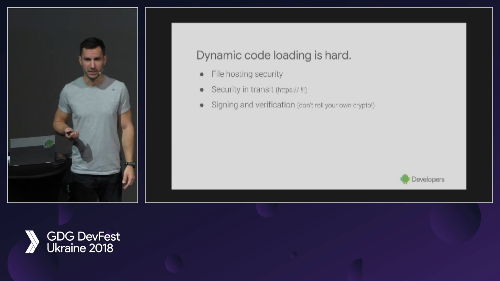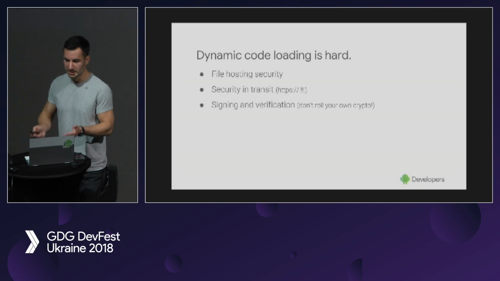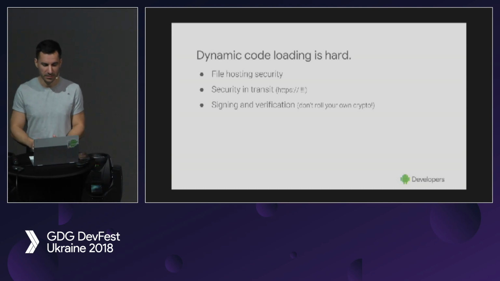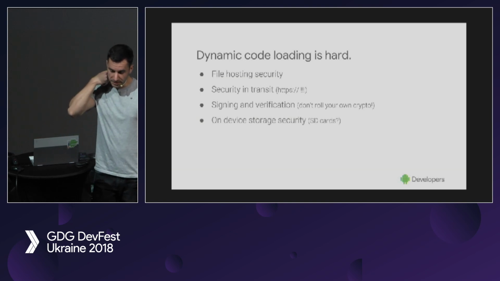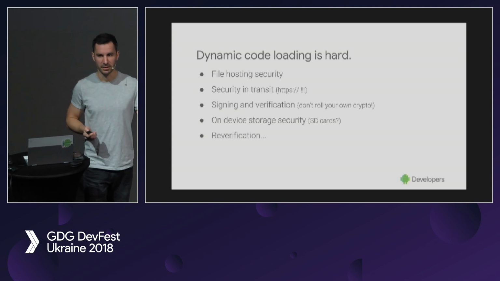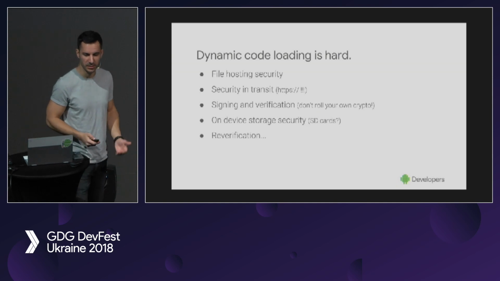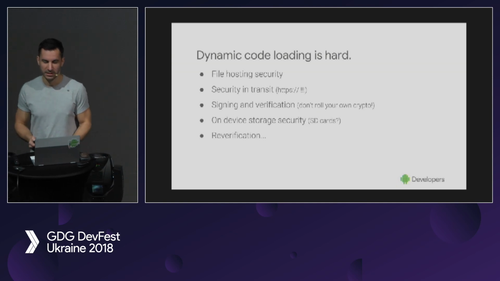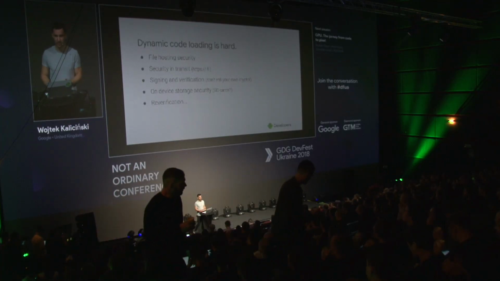Then there's signing and verification. So I told you about APK signing. That's built into the system. That's tested, used by every app out there. If you do your own dynamic code loading, you will have to roll your own crypto, which you should never actually do. And then there's more questions like, how do I store it on devices? If I put it on an SD card, can any other app replace that code? So do I need to re-verify it every time I run? So I think you agree that dynamic code loading is not something an average developer would just want to code in 2 weeks.